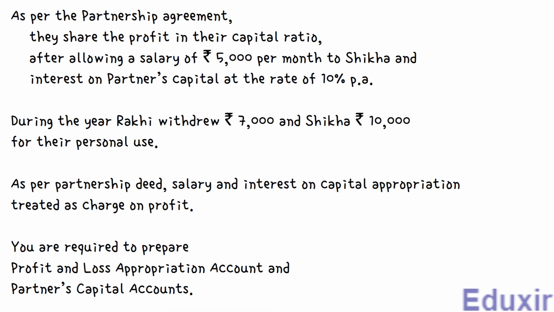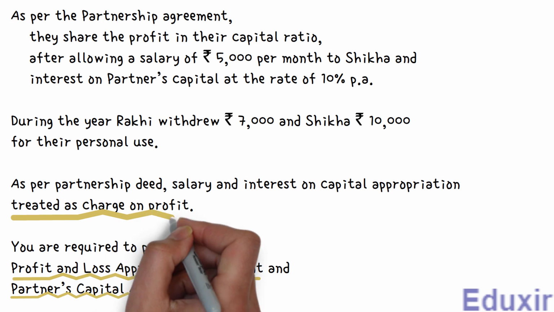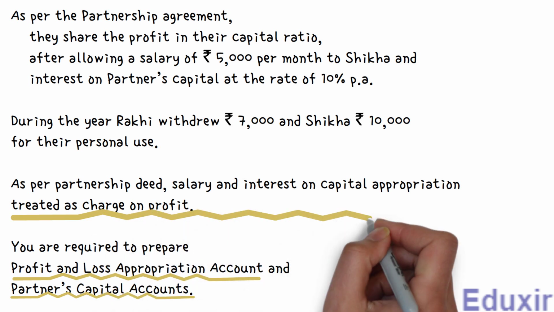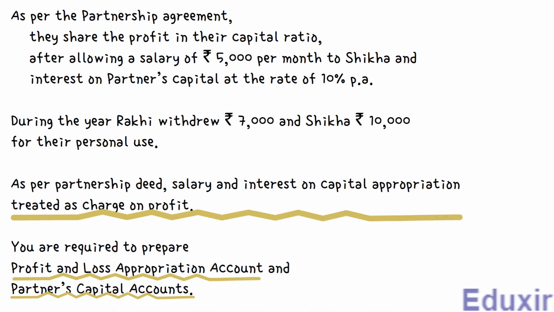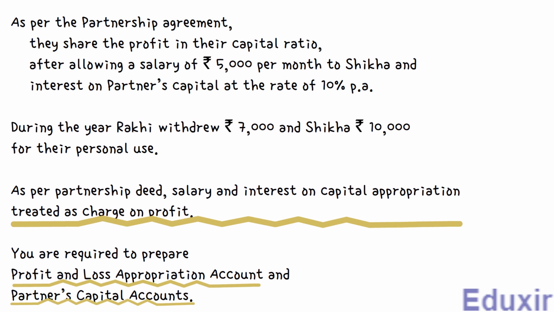So, as per the problem, we have to prepare the profit and loss appropriation account as well as partners' capital accounts. It is also given that the salary and interest on capital appropriation are treated as charge on profit. This implies that the salary as well as interest on capital are distributed from the profit amount. In other words, we first calculate the profit in the profit and loss account and then we transfer it to the profit and loss appropriation account, and in that account we consider the salary and interest on capital.